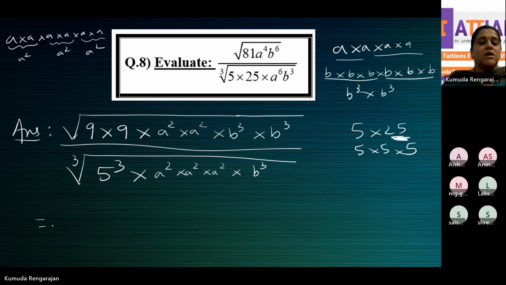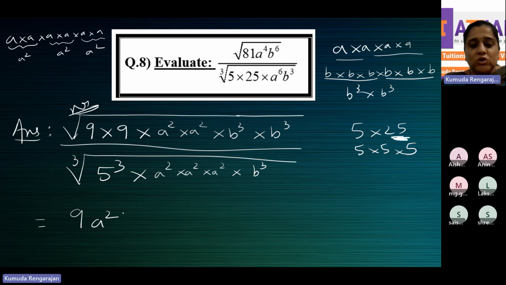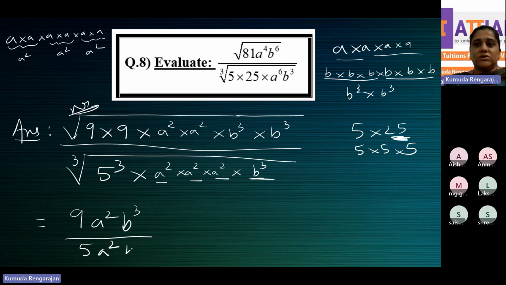So now look at the numerator. Numerator is square root. So from 2 nines, 1 9 out. From 2 a squares, 1 a square out. And from 2 b cubes, 1 b cube out. In the denominator, it is cube root. So from 3 equals 1 will come out. So there are 3 5s, 1 5 out. There are 3 a squares, so 1 a square out. There are 3 b's, 1 b out. Now a square and a square cancels. And this b and b cube, so that will become b squared. So the final result is 9b squared by 5.